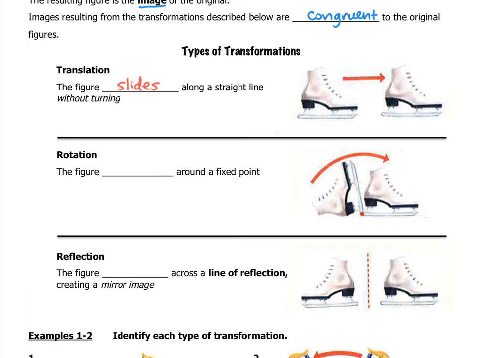The next type of transformation is what's called a rotation. In a rotation, the figure turns around a fixed point. A very common example of a rotation that you should be familiar with is a clock. So imagine you have a clock with both a minute and a second hand. The way a clock works is the minute and the second hand rotate around a central point. They rotate clockwise in order to tell you what time it is. Okay, so that's an example of a rotation.